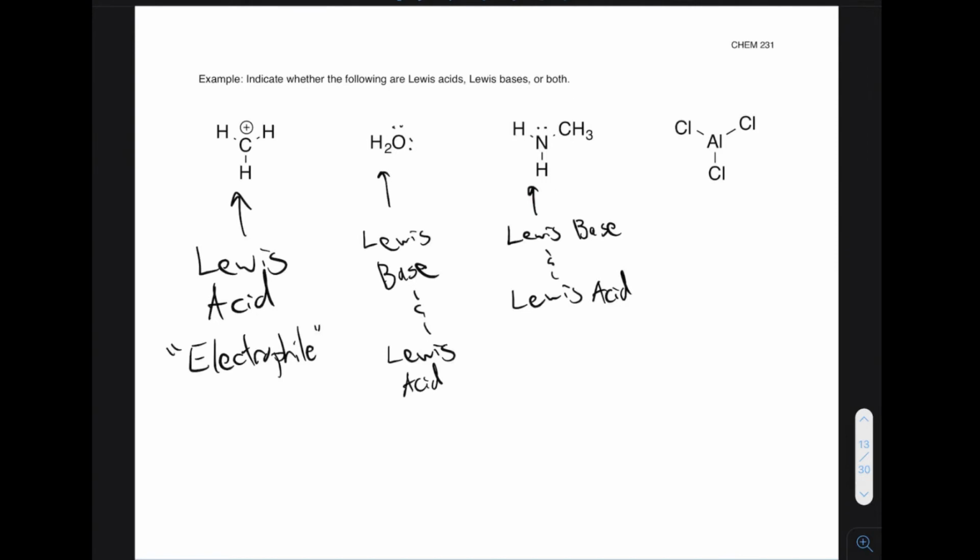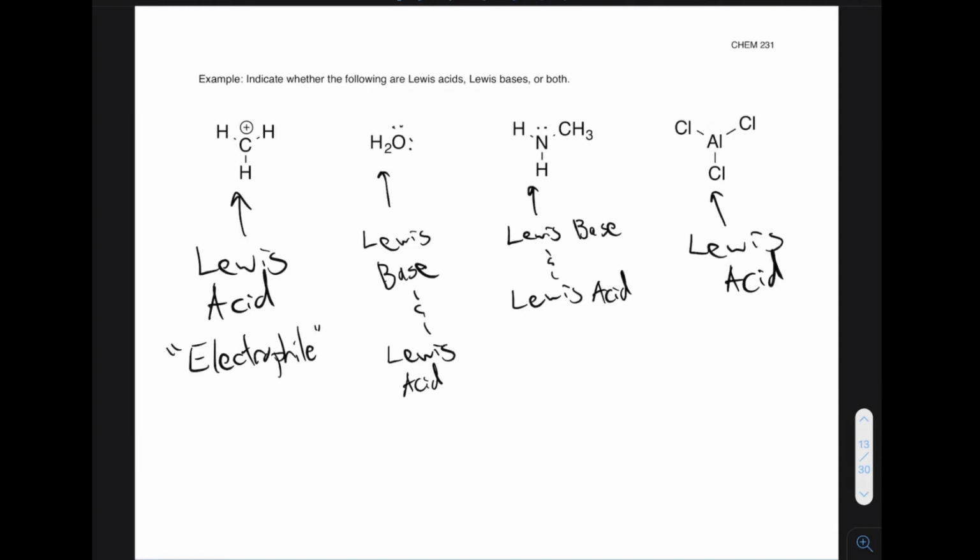So this last example here is very similar to boron, right? Aluminum is right underneath it on the periodic table, so it's also trivalent. So it wants to accept a pair of electrons to complete its octet and have the noble gas configuration, right? So it's also a Lewis acid. I hope that makes sense. And this couldn't ever be a Lewis base because it doesn't really have any electrons to donate, right?